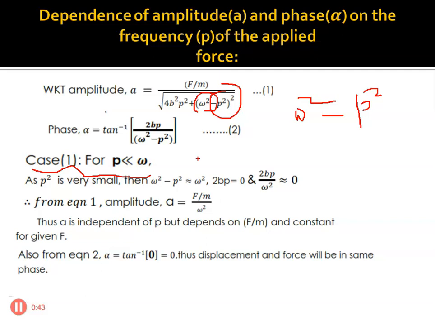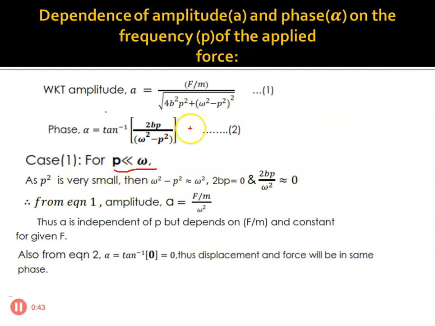There are three cases. That means, in the first case, the applied frequency is very much less than the natural frequency of the system. In the second case, the applied frequency is equal to the natural frequency of the system. Then the applied frequency is very much greater than the natural frequency of the system. Let us see one by one. Case 1, when P is very much less than omega.